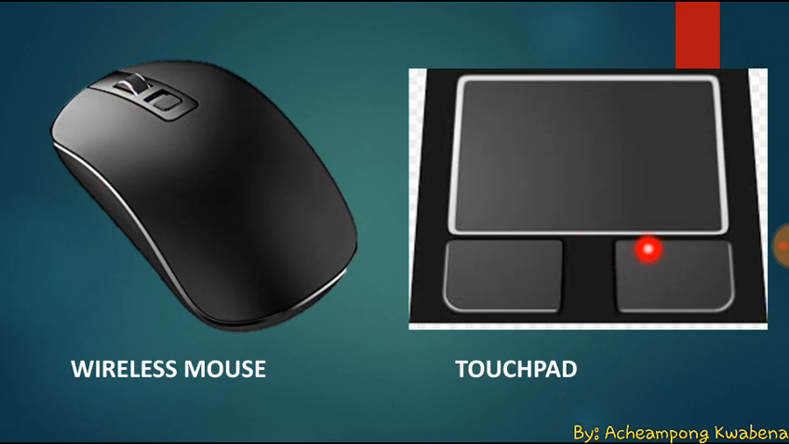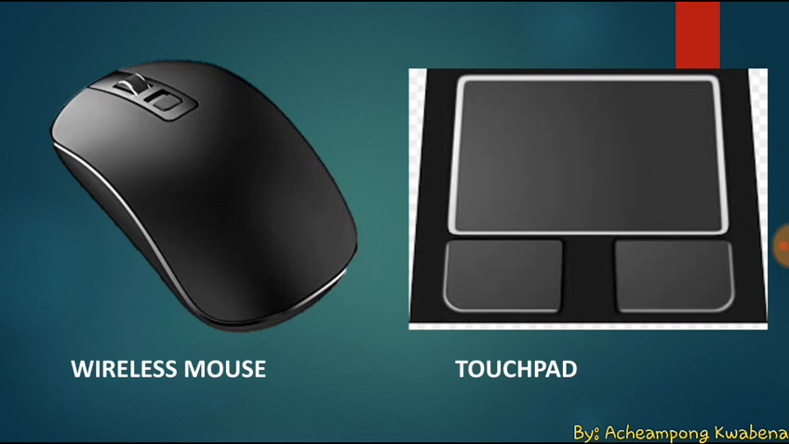Then we have the touchpad. The touchpad is also a type of mouse, but this type of mouse is normally seen with computers like laptops. So on our laptops we have this type of mouse. You just move your hand on the touchpad over here, then we have the left and the right buttons over here, as we can see on the wireless mouse.